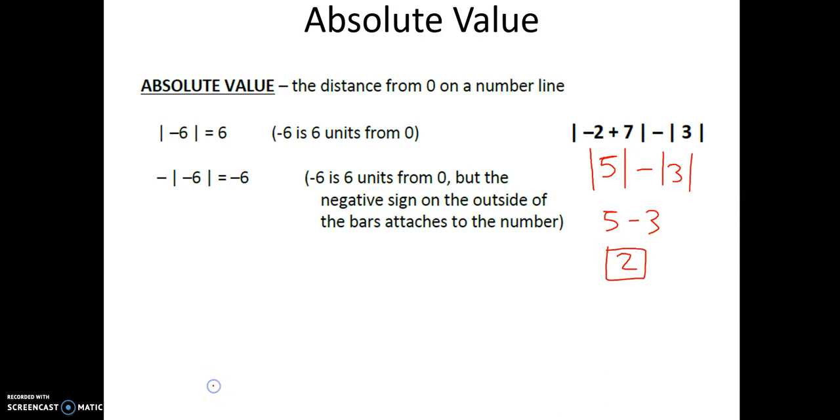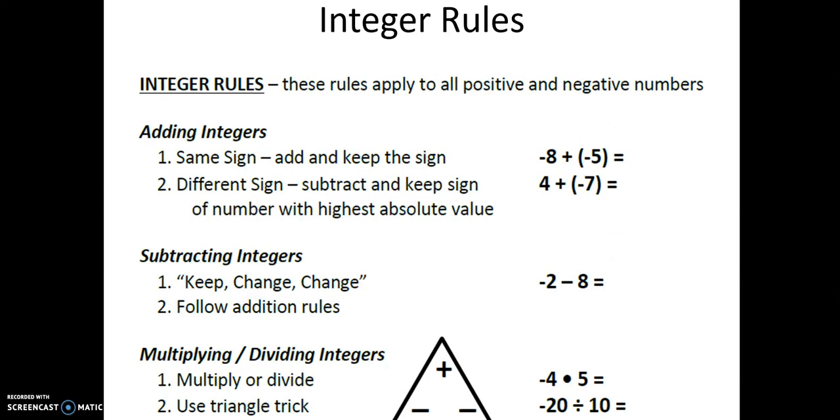Okay. Next we see integers. So integers, the rules apply to all positive and negative numbers. Okay, adding integers. When we have the same sign, we add and we keep the sign. And when we have different signs, we subtract and keep the sign of the number with the highest absolute value. So we always keep whatever sign has the greatest absolute value.